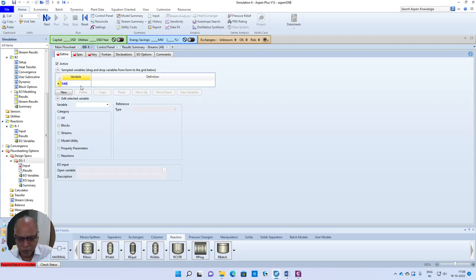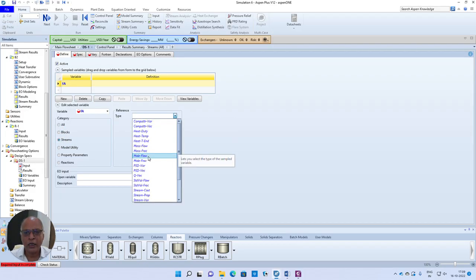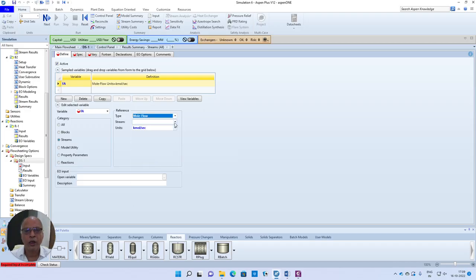In fact, we know the value of FA0. Pure ethane is entering, which is 1. So let me save some time. I wanted to see what is the molar flow rate of ethane at the exit of the reactor. So this is a stream variable. It is mole flow. Stream is 3, the exit from the CSTR, and it is with respect to ethane.